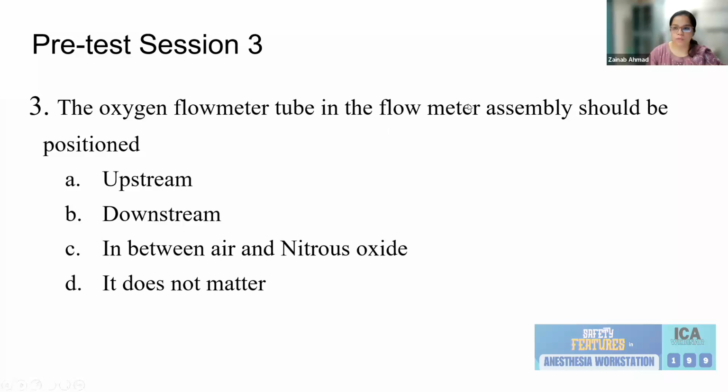The oxygen flow meter in the flow meter assembly should be positioned: option A, upstream; option B, downstream; option C, in between air and nitrous oxide; and option D, doesn't matter. Five seconds left. And the time is over.